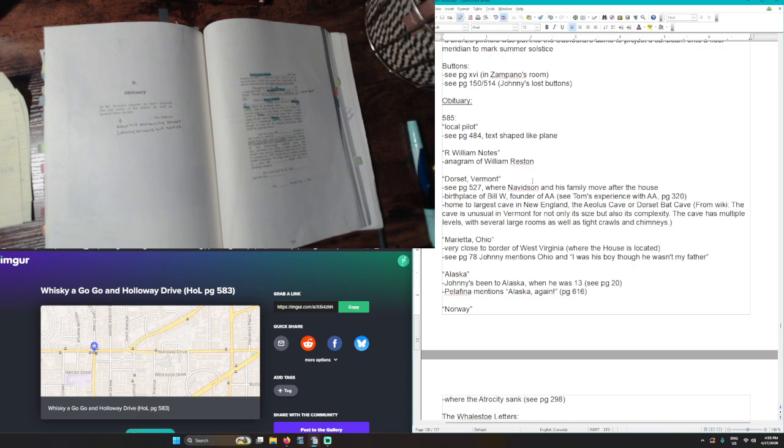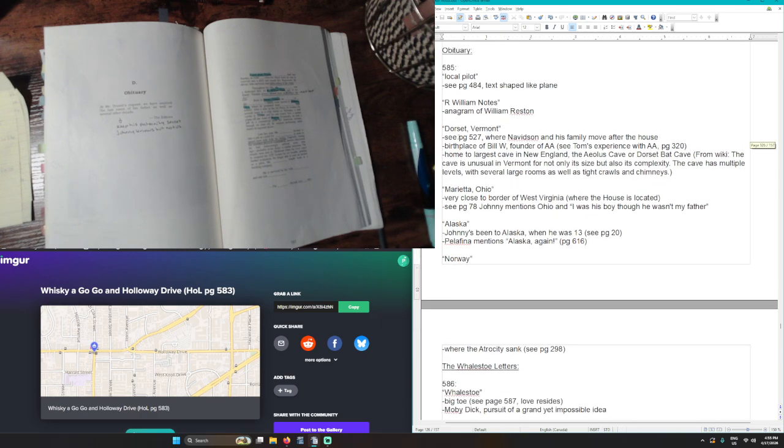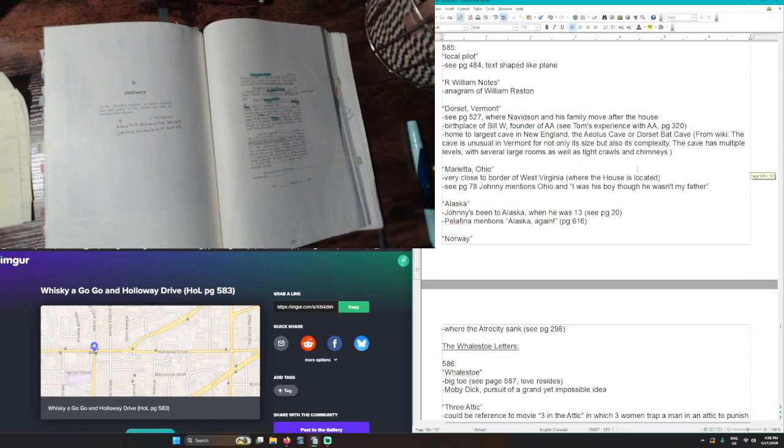So, Dorset, Vermont is mentioned. On page 527, this is where Navidson and his family move after their experiences with the house. It's also the birthplace of Bill W., who's the founder of AA, and Tom has experience with AA. We find that out on page 320. It's also home to the largest cave in New England, the Aeolus Cave, or the Dorset Bat Cave. From Wikipedia, it says, the cave is unusual in Vermont for not only its size, but also its complexity. The cave has multiple levels, with several large rooms, as well as tight crawls and chimneys. I just thought that was interesting.